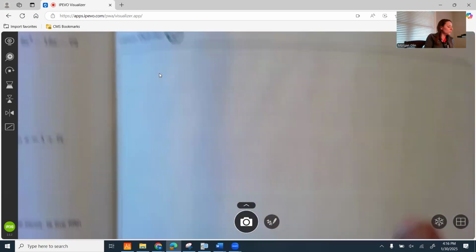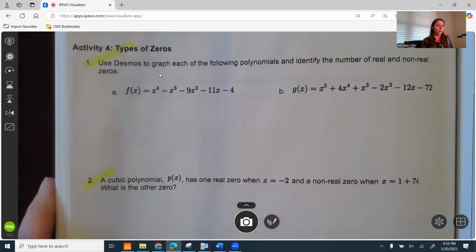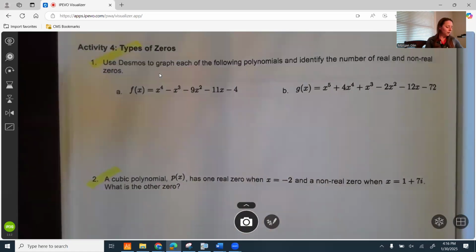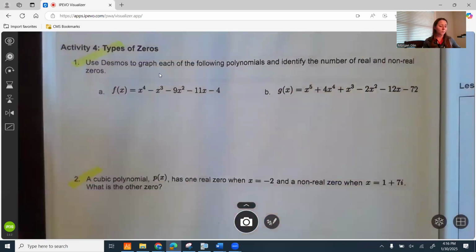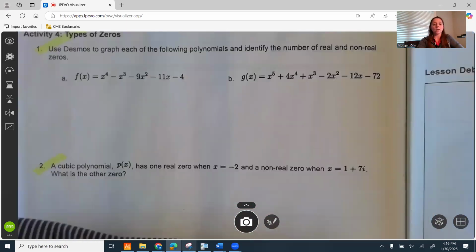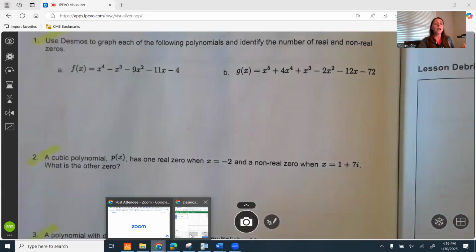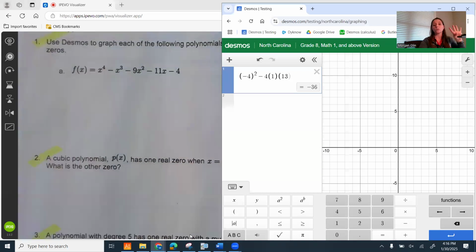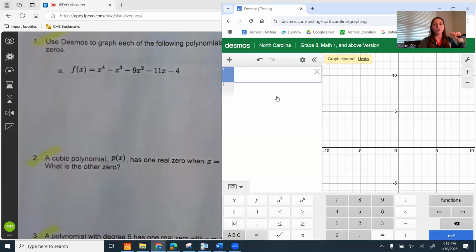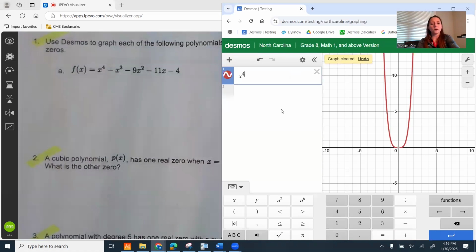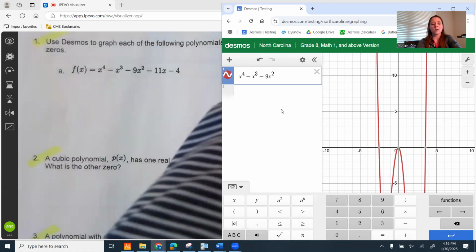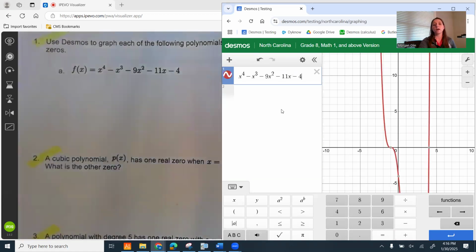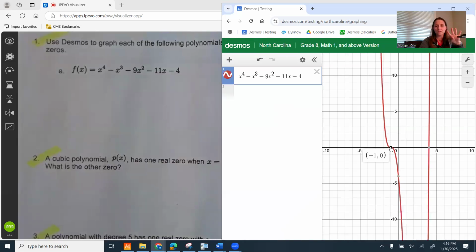All right, 248. Okay, we're going to look at activity 4 right here. We want to use Desmos to graph each of the polynomial functions and identify the number of real and non-real roots. All right, so I'm going to go here. Now, first off, how many roots should this one have? It should have a total of 4. All right, so here we go. x to the 4th minus x to the 3rd minus 9x squared minus 11x minus 4. All right, now how many roots did we say we were going to have? 4.